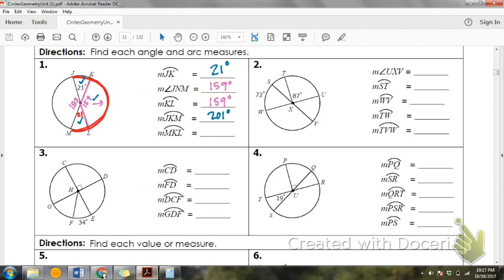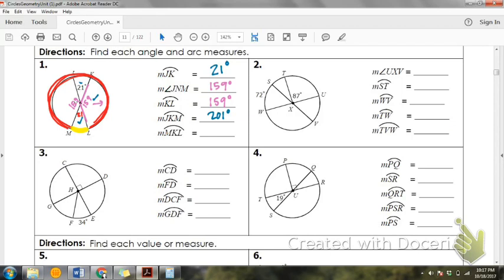Okay, now this last one is asking me for the measure of arc MKL. So I'm going to start at M, I'm going to go around to K, and then down to L. That's covering everything except this little piece right here. And that little piece I know is 21.